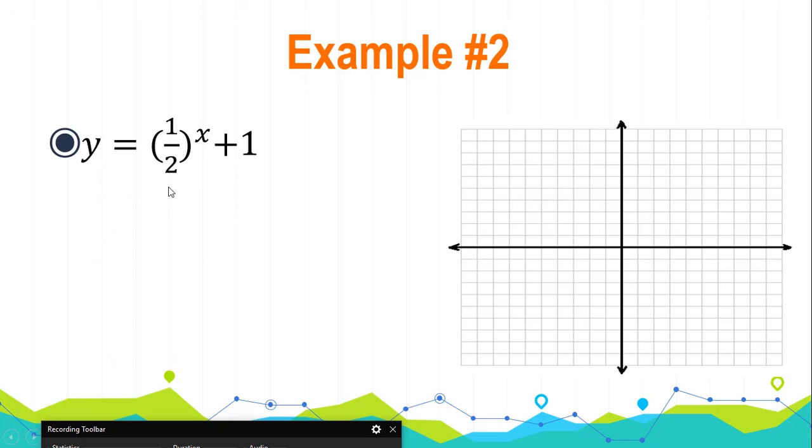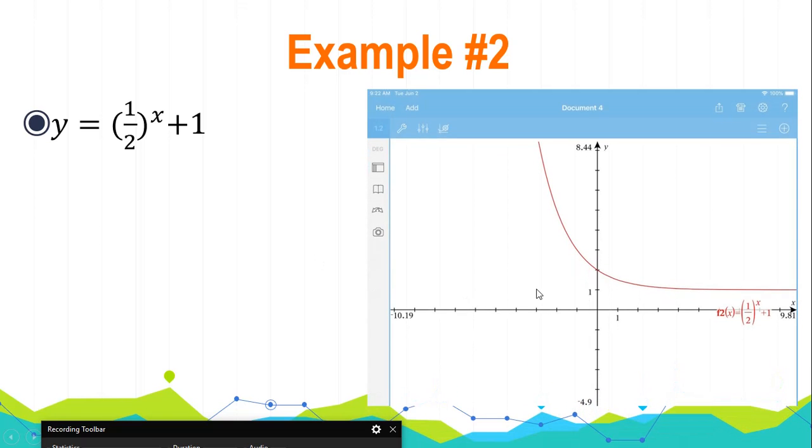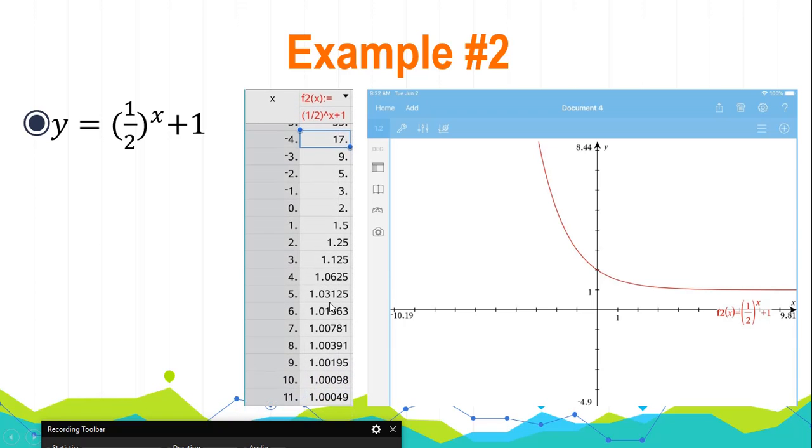In example number 2, our growth rate is actually decay. We're using a base of 1/2. So let's put this into our iPad and graph it first. And this is the shape of decay. It's falling quickly and then leveling off. You'll notice that we've modified. It's not just 1/2 to the x power. We also have +1. If I look at my table, again, you can graph as many of these as possible. And we start to get into some decimal values at 1.